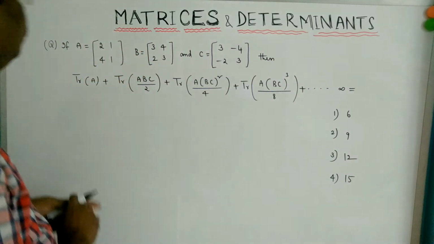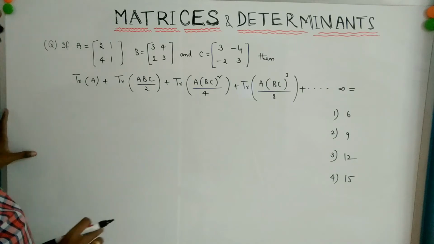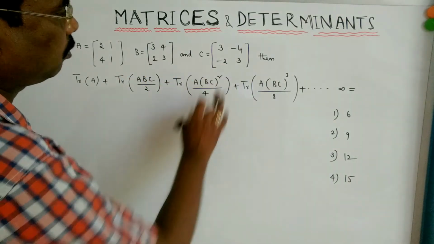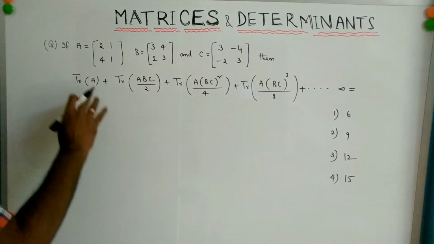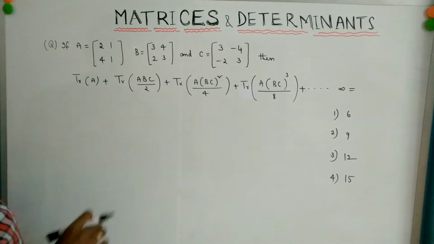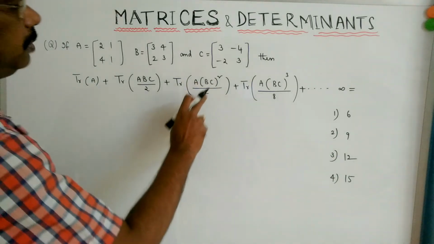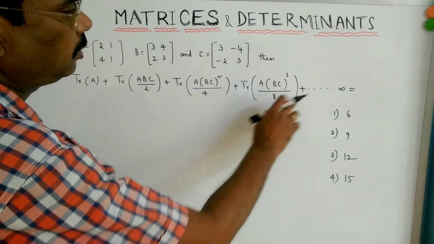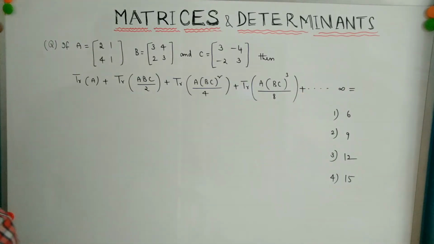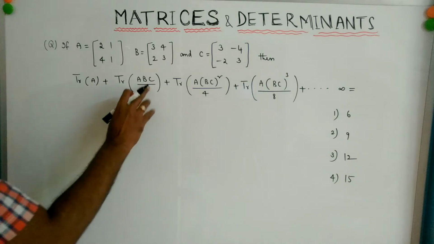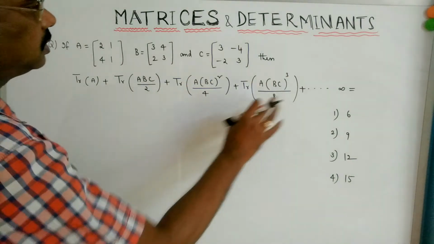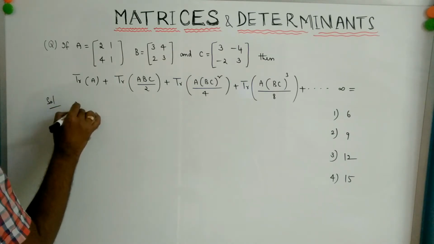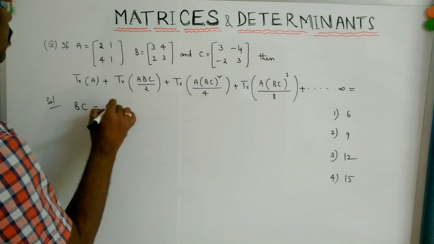Next one, A value [2, 1; 4, 1], B [3, 4; 2, 3] and C is equal to [3, minus 4; minus 2, 3]. Then trace of A plus trace of ABC by 2, trace of A into BC whole square by 4, trace of A into BC whole cube by 8 plus up to so on infinity is equal to. Okay, now here BC square, BC cube is there. Now first to find BC value. Now BC is equal to B into C.